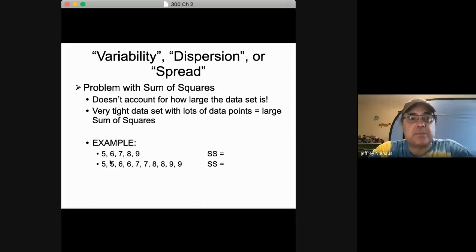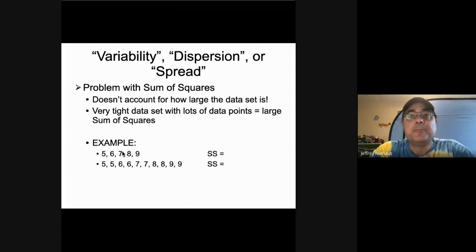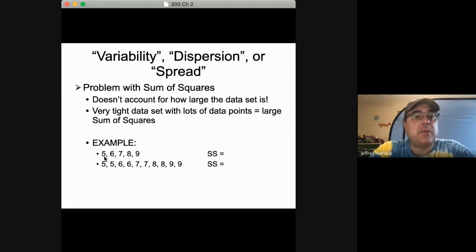All right, so here's my little example here. I have a data set that is 5, 6, 7, 8, 9. 5 values in it. Very easy. The average here is 7. The mean is 7. Okay. And if I did a sum of squares for this little data set here, I would have 5 minus 7 is negative 2, squared is 4. 6 minus 7 is negative 1, squared is 1. 7 minus 7 is 0. 8 minus 7 is 1, squared is 1. 9 minus 7 is 2, squared is 4. So I'd have 4 plus 1 plus 0 plus 1 plus 4. And the sum of squares for this little data set would be 10.